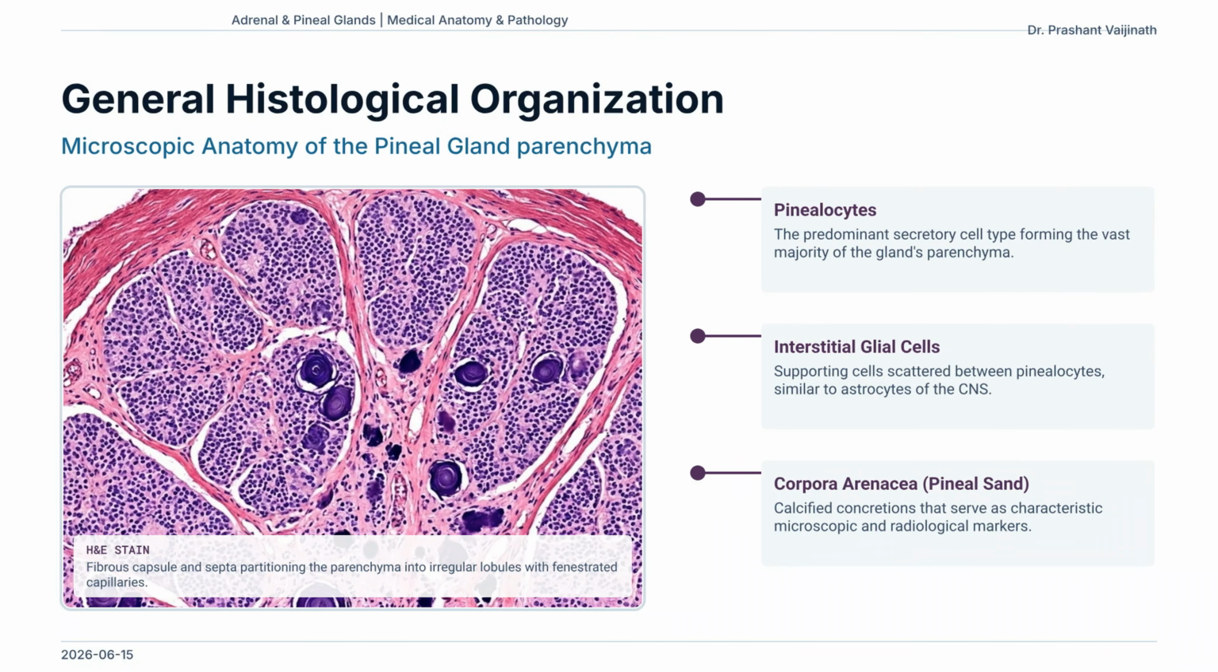The pineal gland parenchyma is organized into lobules by septa and capillaries. The main cell type is the pinealocyte, responsible for secretion. Scattered interstitial glial cells, similar to CNS astrocytes, provide support. Corpora arenacea, or pineal sand, are calcified concretions unique to the pineal gland, serving as radiological markers.